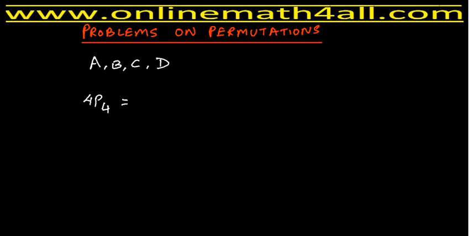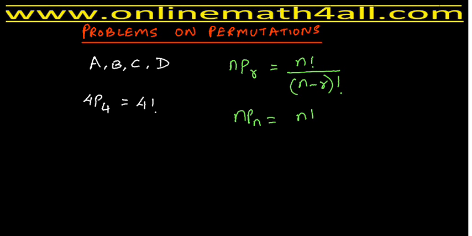So 4P4 is equal to 4 factorial, because already we know the formula for nPr, that is, nPr is equal to n factorial over (n minus r) factorial. This is the formula for nPr. In case instead of r you have n, then nPn is equal to n factorial. So when the values of n and r are equal, that will be equal to n factorial, that is, r is also n, then nPn will be equal to n factorial. So here 4 and 4 are both the same, so the result will be 4 factorial.